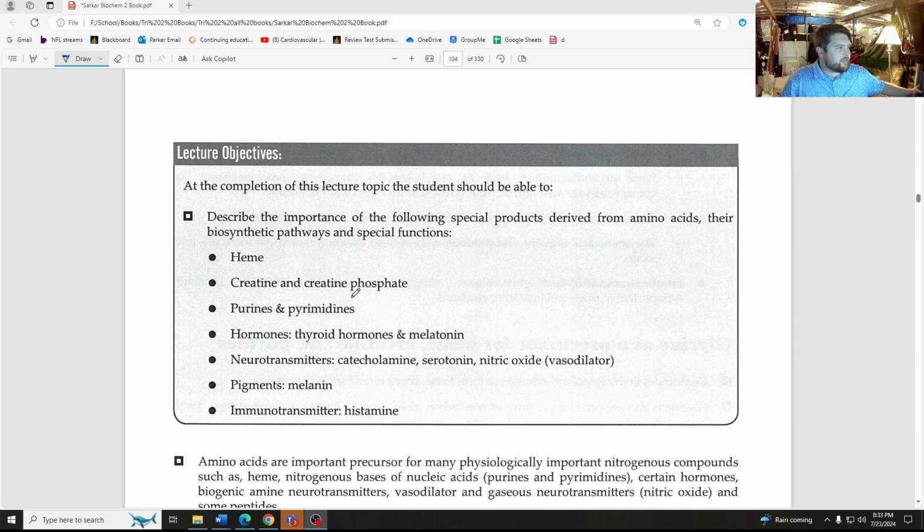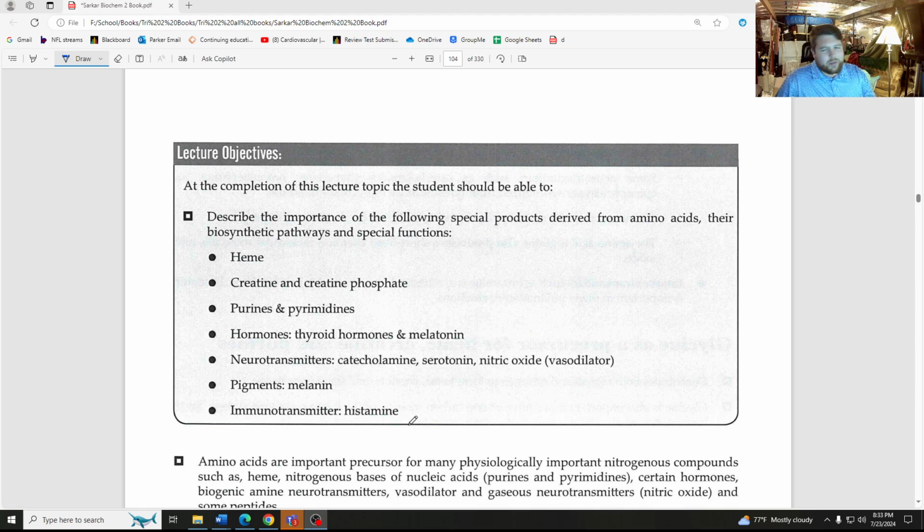Creatine and creatine phosphate. This is going to be dealing with kind of our initial energy sources. We can convert these to ATP in the muscles. Purines and pyrimidines, those are DNA stuff. Or hormones like thyroid hormones and melatonin. Or neurotransmitters like our catecholamines, serotonin, and nitric oxide being a vasodilator.